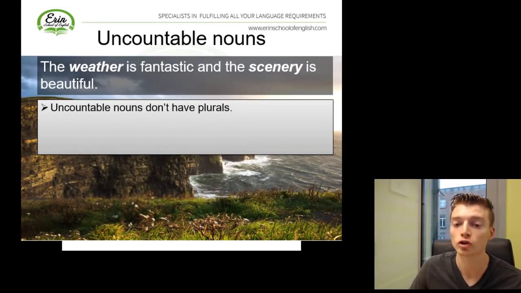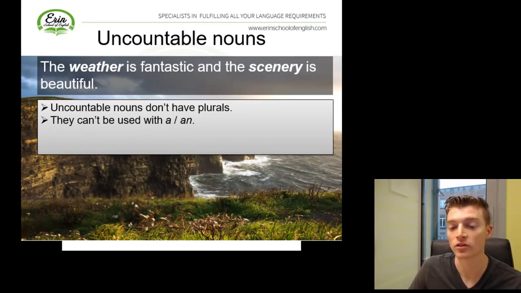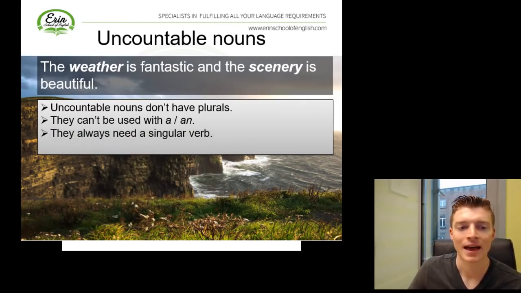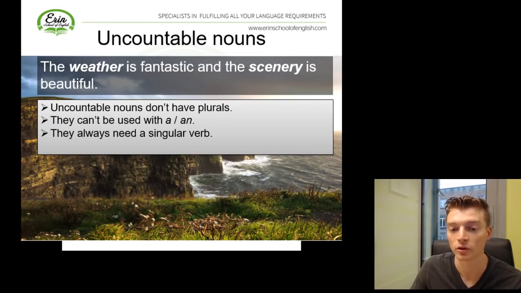Uncountable nouns do not have plural forms. They're not used in the plural. They also cannot be used with a or an. And they always need a singular verb. So for example, the weather is fantastic. Never the weather are fantastic or the scenery are beautiful. It must be the scenery is beautiful.